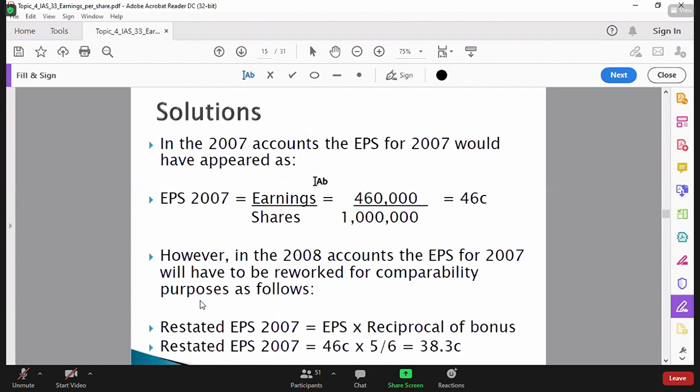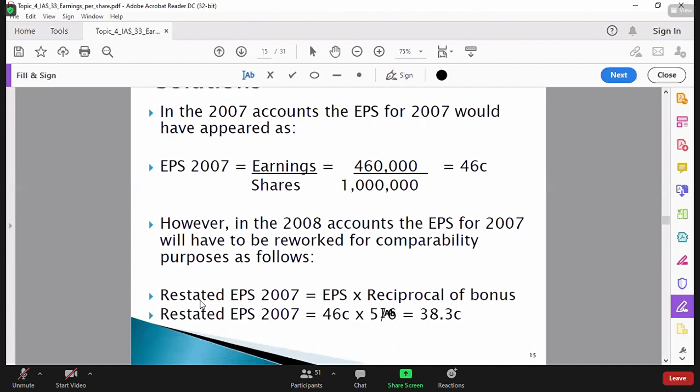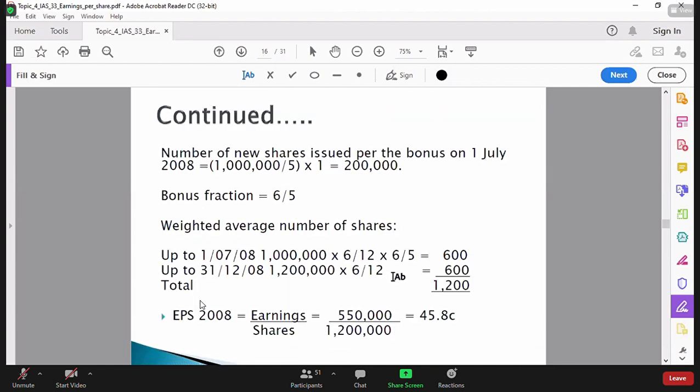6. Yes, for 2007, you have 5 because this is the existing, and then at the end of the accounting period, what happened in 2008, because you have to restate. So in 2008, the number of shares is increasing to 6. That is the bonus fraction. For 2008, after the bonus issue event happened, the number of shares is increasing to 6 from the existing shareholders' 5.